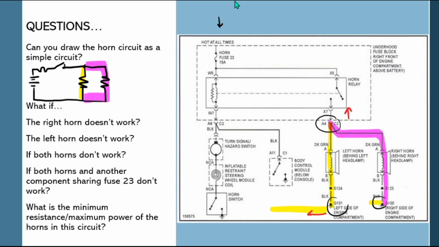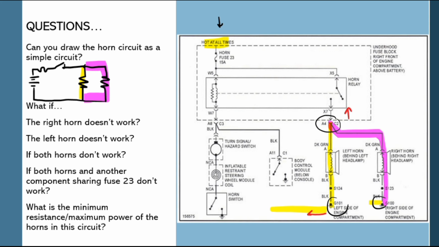You can have a mistake in the horn relay. If nothing else is fused, it could be the horn fuse. You're looking in different places. It could be a loose connection up here to the relay, who knows? And likewise, if we have another component sharing fuse 23 not working, then I really am going to start looking at the fuse for that problem.